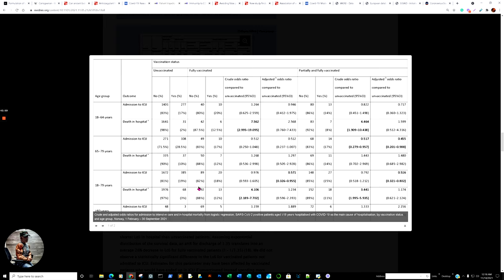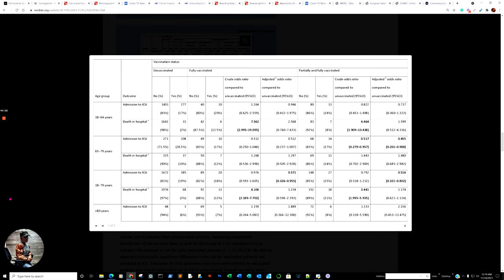18 to 79, admission to ICU. Look at a different age group here. I don't know why they're going from there to there. They're just taking the whole thing. That's what they're doing. All right. So 19%, 18%. All right, the win for the fully vaccinated. Mortality, death in hospital, 3%, 12%. So, the take home here is you're fully vaccinated. I'm not going to say anything because that's hidden publisher bias. And greater than or equal to 80 years of age, that was hidden at the bottom there.